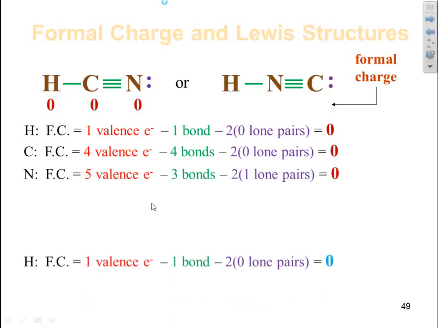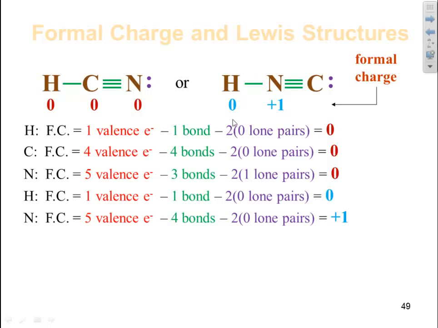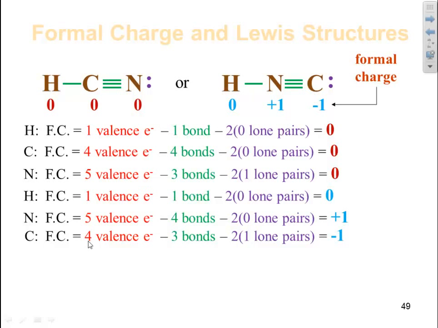Let's look at the next hydrogen. Valence electron 1, 1 bond, no lone pairs, 0. Nitrogen. Valence electrons 5. I have 1, 2, 3, 4 bonds, no lone pairs. 5 minus 4 minus 0 is a +1. Carbon, I have 4 valence electrons, 1, 2, 3 bonds, and 1 lone pair. So 4 minus 3 minus 2 is a -1. So now we're going to look at these two structures and decide which one makes more sense.